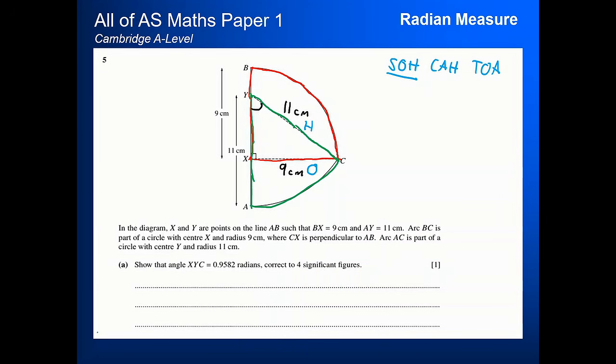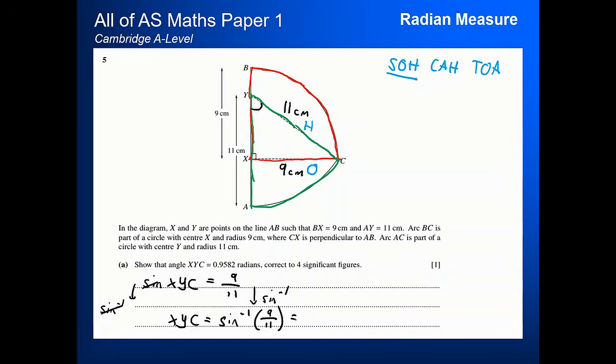If we convert this into what we need to do, the sine of the angle, so sine of XYC, is equal to opposite over hypotenuse, so 9 over 11. Therefore, to find the actual angle itself, what's the opposite of sine? Well, that's going to be sine inverse on both sides. If we do this, this cancels, giving us XYC equals the inverse sine of 9 over 11.